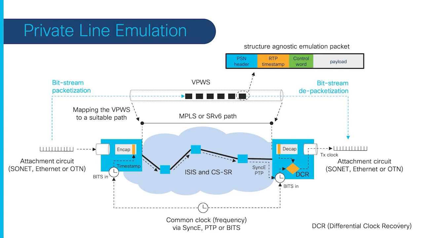Now, how we do that is we're using a technology called differential clock recovery. And that differential clock recovery is recovering the clock. And the way it does that is basically on each and every packet, we're putting a timestamp. And the sequence of timestamps is giving us an indication of the clock of the bit stream. And we're comparing that with a common clock reference so that on the other side, the combination of the common clock reference and the RTP timestamps in the packets is giving us the indication of the clock we have to send the bits out. Now, this gives us essentially a bit transparent connection over a packet network.